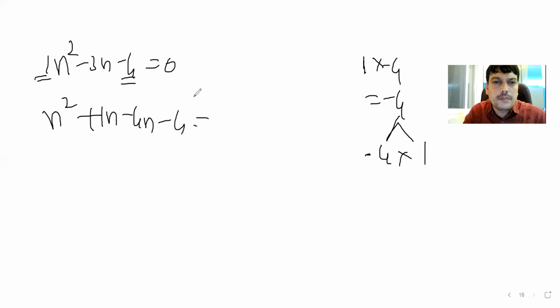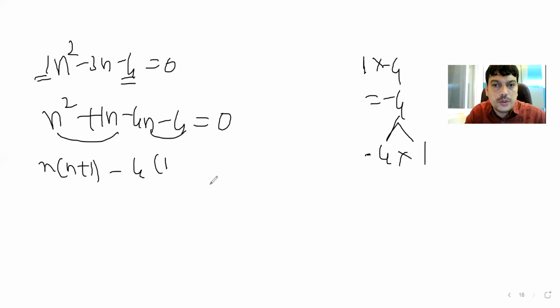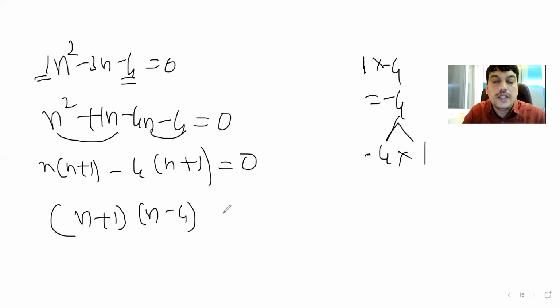So we'll split the middle term like this. So ఇప్పుడు ఫస్ట్ టూ టర్మ్స్ లో n కామన్ తీస్తే n into n plus 1 వస్తుంది. నెక్స్ట్ టూ టర్మ్స్ లో -4 కామన్ తీస్తే -4 into n plus 1 equal to 0. So again taking n plus 1 common, we'll get n plus 1 into n minus 4 equal to 0. సో ఈ ఈక్వేషన్ లో మనకి వాల్యూస్ ఏమొస్తాయి, n -1 అవ్వచ్చు లేదా 4 అవ్వచ్చు.